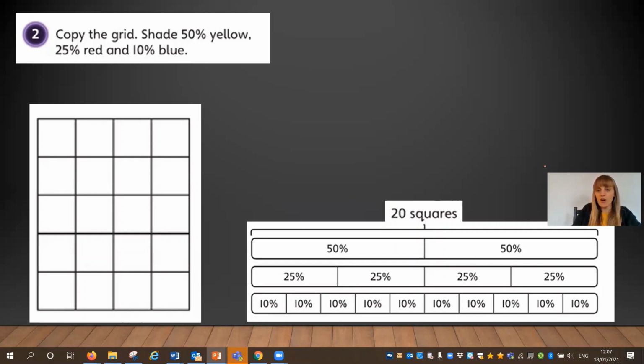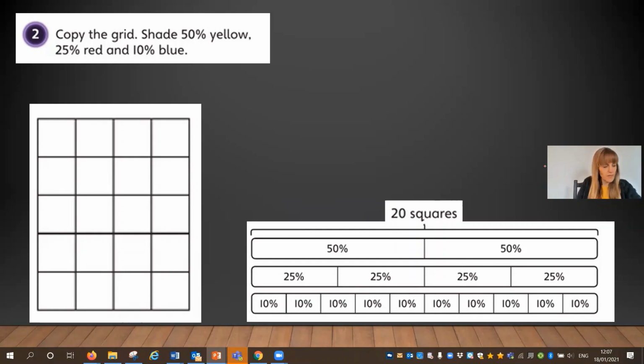Now, if we are looking at this, we've got a picture with squares, and obviously there aren't 100 there. The most important thing with these sorts of questions, the first job you must do, is count how many it's divided into. This has got 5 down one side and 4 across, so inside here we know that there are 20 squares. That's really important because we need that information to work out 50%.